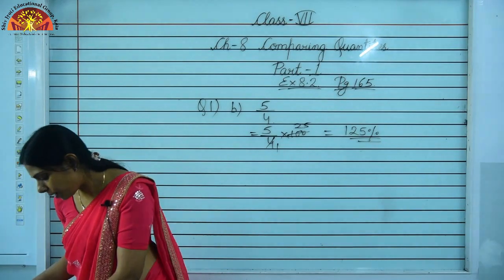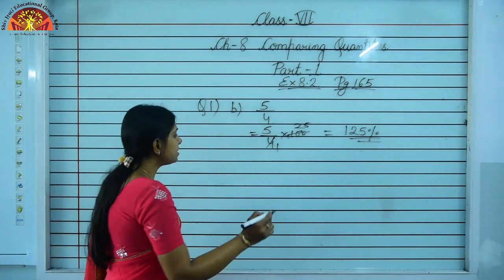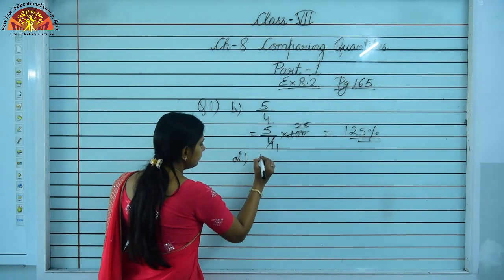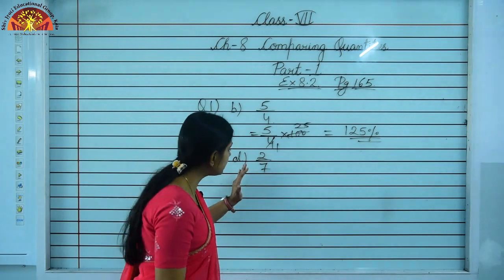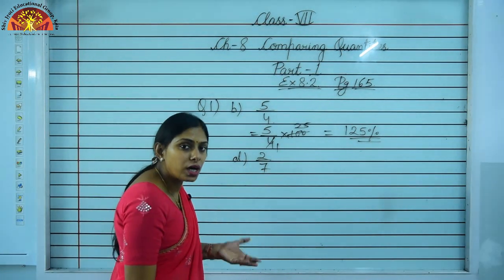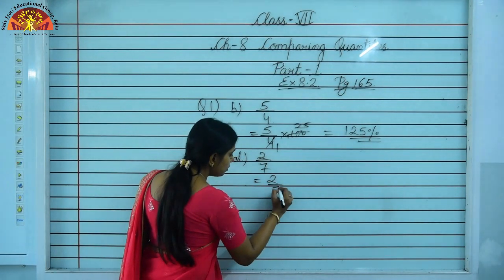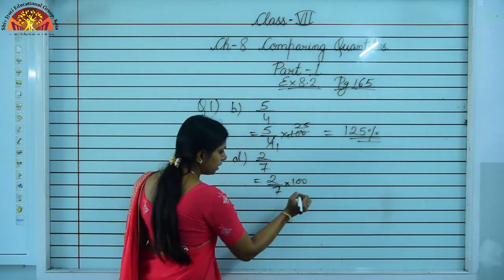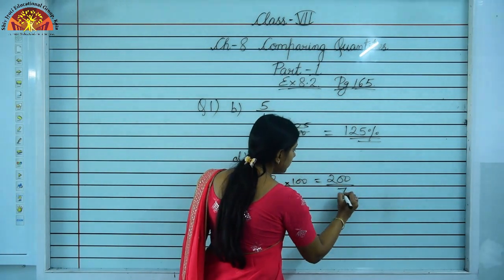We can do one more part. Now we'll do D part, that is 2 upon 7. So next part is D, that is the fraction given is 2 upon 7 and we have to convert it into percent. What we'll do? Again we will multiply it by 100. So 2 upon 7 into 100. It comes out to be 200 upon 7.